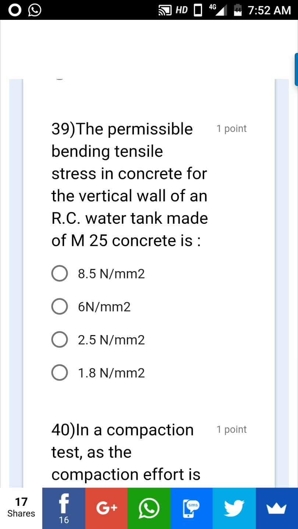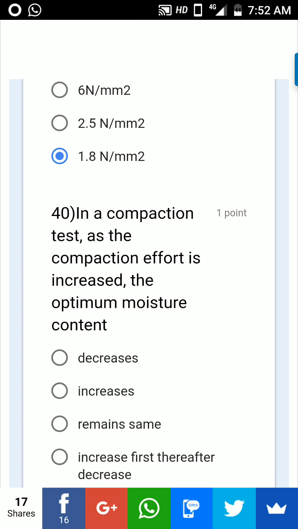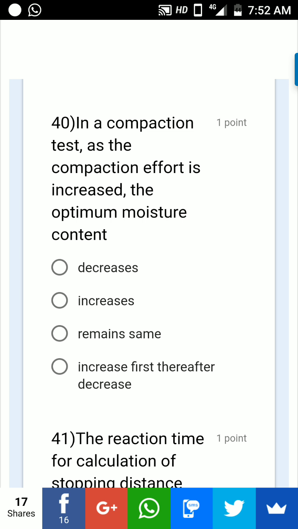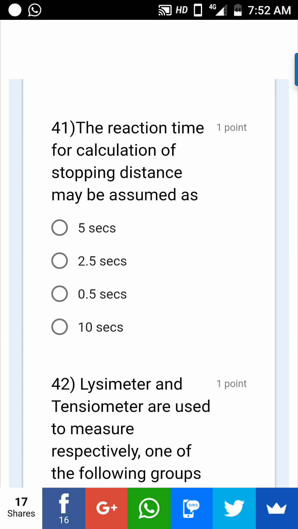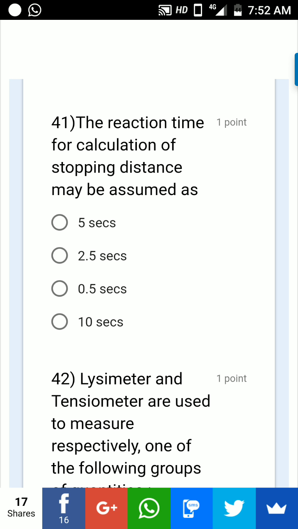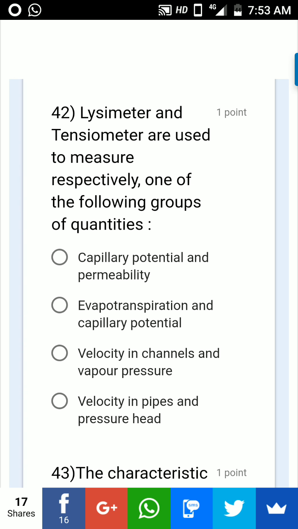The permissible bending tensile stress in concrete for the vertical wall of an RC water tank made of M25 concrete is 1.8 Newton per mm square. In a compaction test, as the compaction effort is increased, the optimum moisture content is decreased. The reaction time for the calculation of the stopping distance may be assumed as 2.5 seconds.